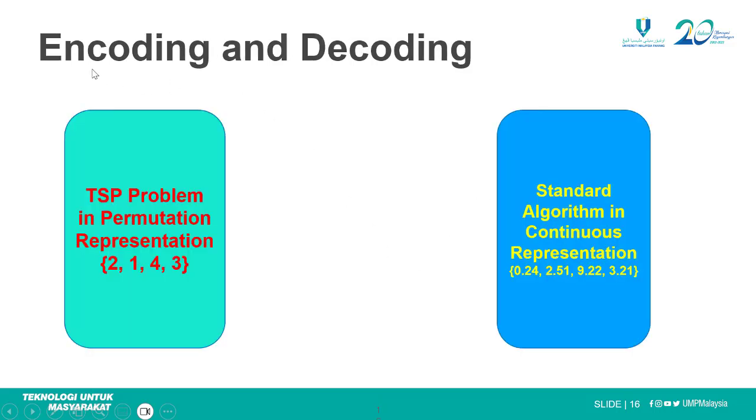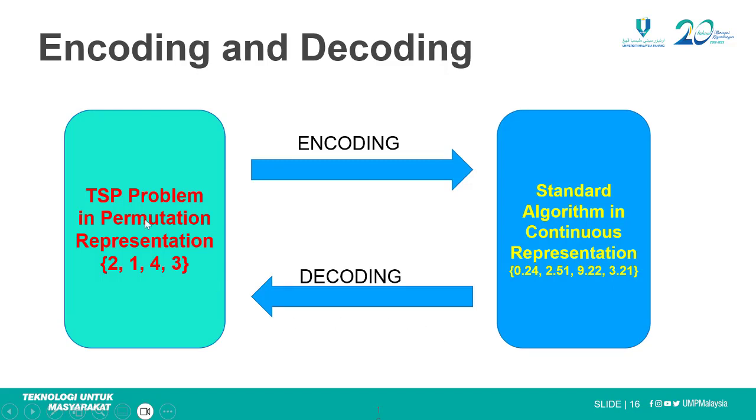So now, when we have encoding and decoding, originally our TSP problem is represented using permutation, but the standard algorithm is in continuous representation. This is an example of continuous representation. This is an example of permutation representation. So we need to encode the TSP problem into a continuous representation, and then when we encode into continuous, we must decode it back into a meaningful value for our problem.